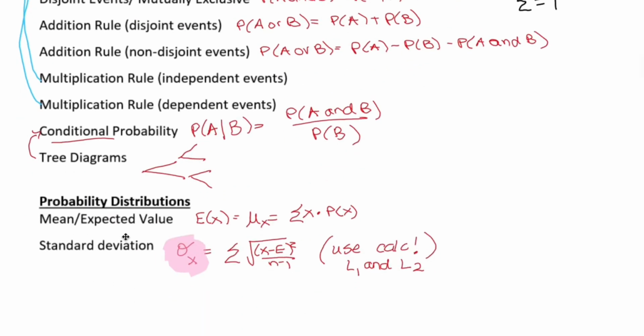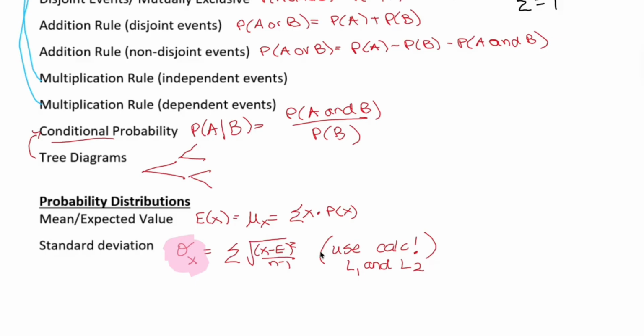For probability distributions, mean and expected values are represented as this. E is just shorthand for expected. And it's equal to mu sub x, which just means the mean, right? And how we calculate it by hand is we find the summation of x times the probability of x for each value. And for standard deviation, sigma sub x is equal to the square root of the summation of x minus the expected value quantity squared over n minus 1.